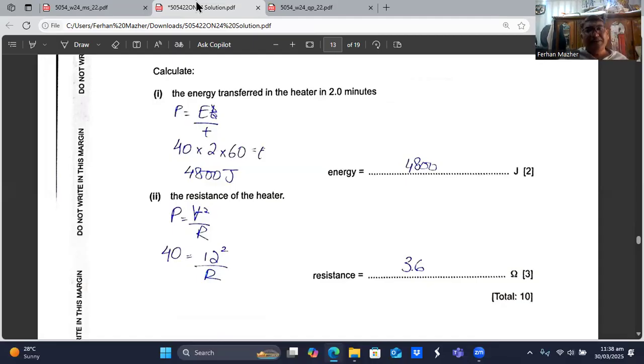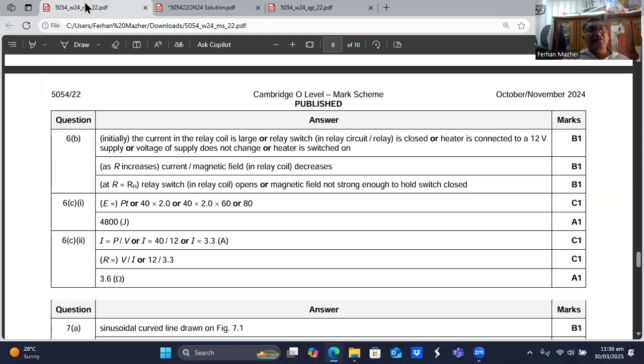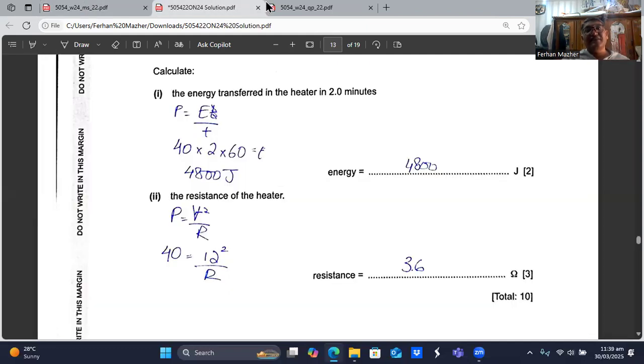The power is 40 watts. The time is 2 minutes, but the time should be taken in seconds. So 2 into 60 to convert 2 minutes into seconds, because in 1 minute there are 60 seconds. So 40 into 2 into 60 will be 4,800 joules. So the energy transferred is 4,800 joules. Question number 6C, first part, 4,800 joules is the answer, sir.